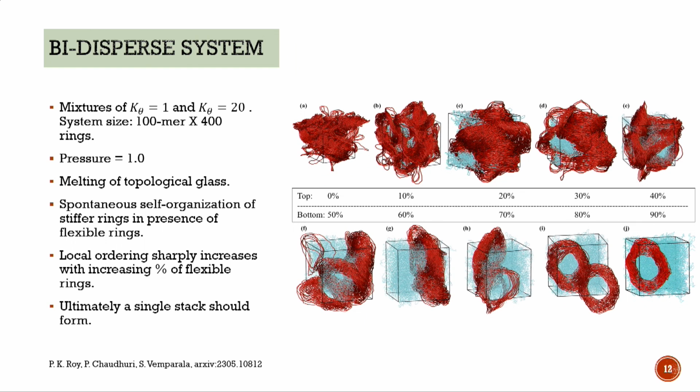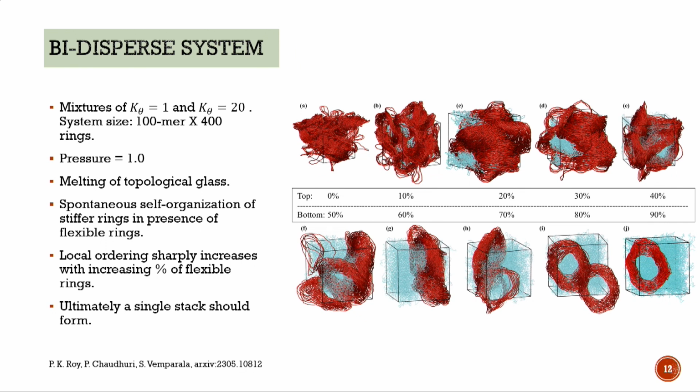So now we come to the bidispersed system. What happens if we take some of the rings inside this melt and make them flexible? This was a much bigger system. We took 400 rings in total, and we slowly made some of the rings inside this melt flexible, with k equal to 1, and we saw that very interesting structural features emerge. Essentially, the system becomes more fluid. So the topological glass that is formed in the pure state starts to melt.